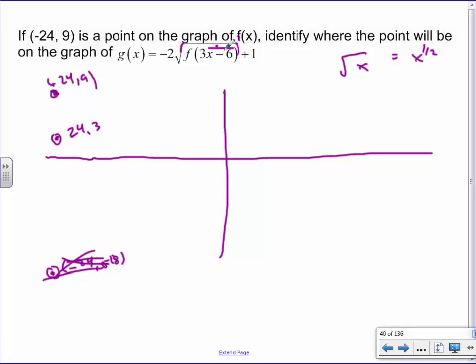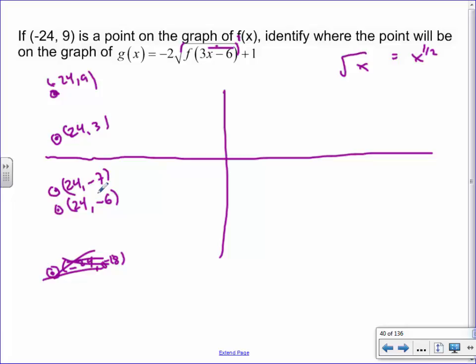Then after I've accounted for the square root, now I can deal with the negative 2. So let's see, the 9 gets square rooted down to 3. Then it gets multiplied by negative 2, so it's at 24 and negative 6. And then according to BEDMAS, we've accounted for our brackets, we've accounted for our exponent, we've accounted for our multiply. Now we can finally account for our add, and we're going to shift it up 1. So it's going to be at 24 and minus 7.